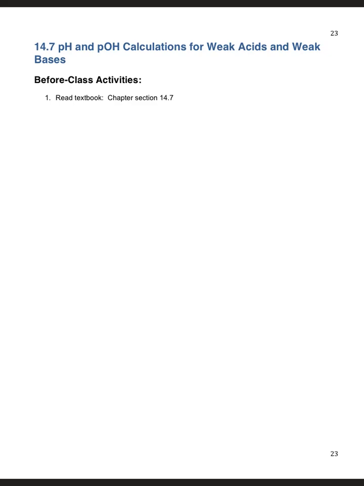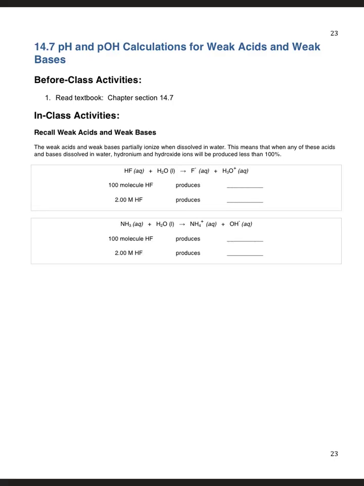In this chapter section, you will learn how to calculate pH and pOH of weak acids and weak bases. Please read the OER textbook for chapter section 14.7 for more details. In the previous section, you learned how to calculate pH and pOH of strong acids and strong bases.